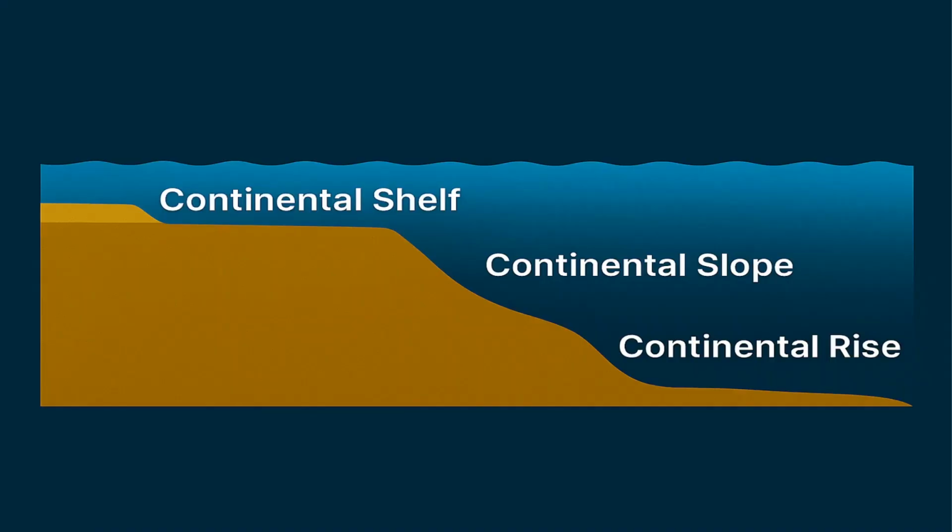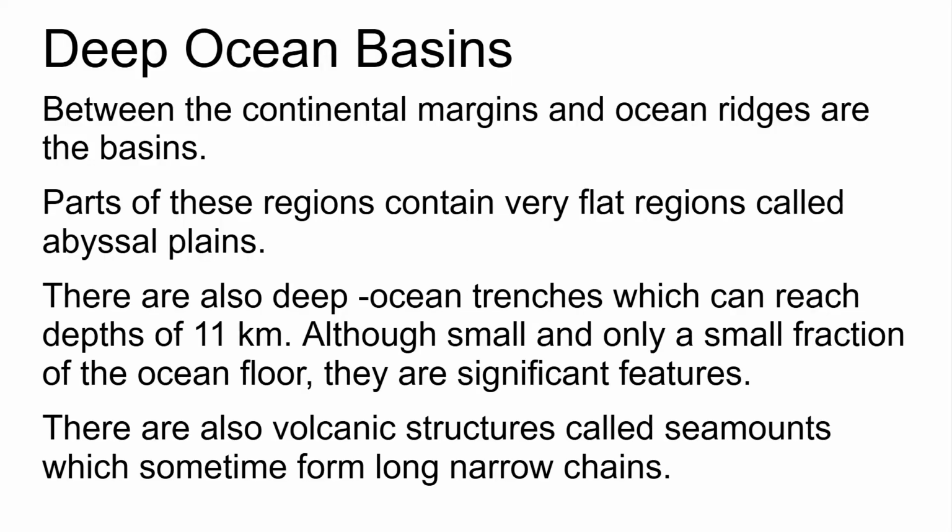So here we have a little diagram showing the continental shelf drifting down to the continental slope and then down to the continental rise. And between the margins and the oceanic ridge are the basins. Parts of these basins contain very flat regions, which we call abyssal plains. But then we also have deep ocean trenches, which can reach depths of 11 kilometers. Although they're only a small fraction of the entire ocean floor, they're very significant features. We also have volcanic structures called seamounts, which sometimes form long, narrow chains on the ocean floor.